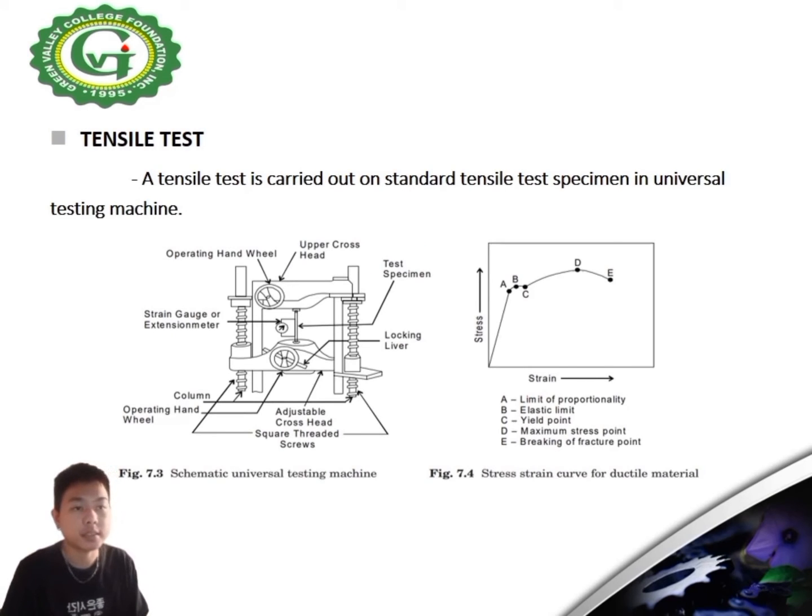So, tensile test. A tensile test is carried out on a standard tensile test specimen in a universal testing machine. Here in the picture, as you can see in figure 7.3, this shows the schematic setup of the universal testing machine, showing the test specimen gripped between two crossheads, while figure 7.4 shows the stress-strain curve for ductile materials.